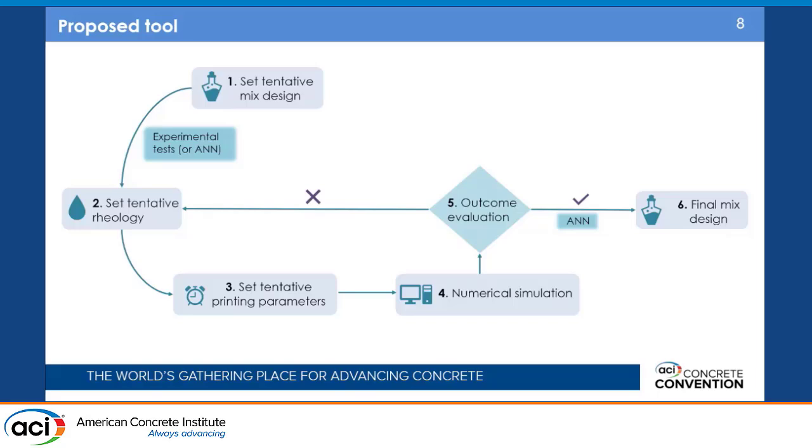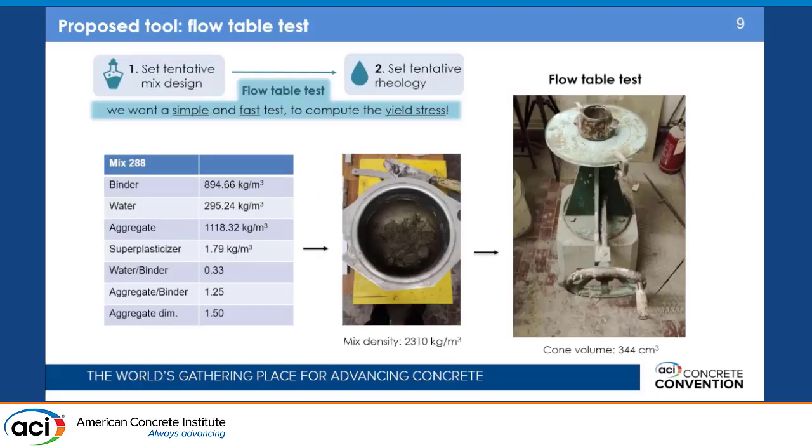Then we can evaluate the outcome of the numerical simulation. So let's say if we are not happy with our outcome because, for example, the layer is not very good, or maybe we notice any kind of problem, we can go back in the loop, change the rheology or change the printing parameters until we are satisfied. And once the outcome evaluation is okay, then there is the last phase, which is from the rheology, we want to go back to a mix design, which is actually associated to the material parameters. So let's see it in more detail so that it will be more clear.